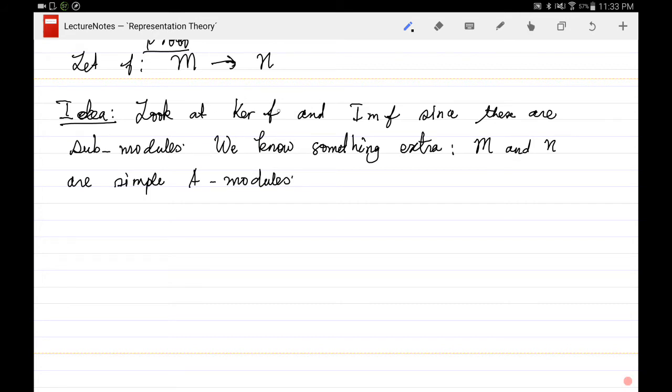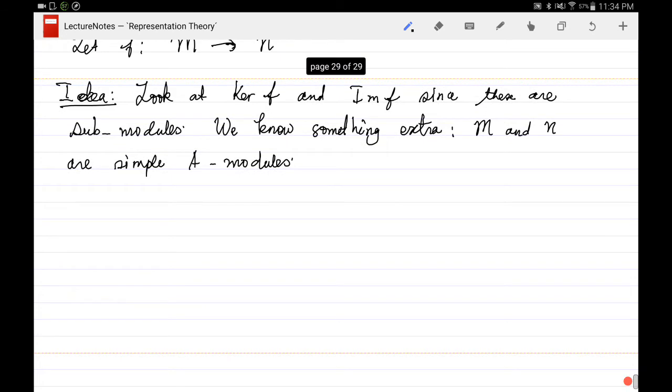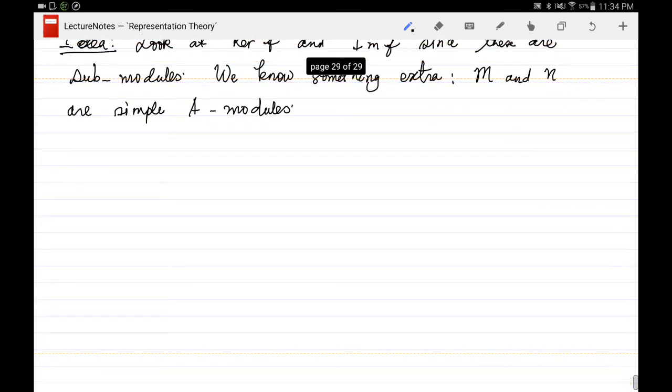Because if the kernel of F is a submodule, it's going to have to be in M. If the image of F is a submodule, it's going to have to be in N. But we're running into a problem, since we're stating that these are simple modules. And that is in fact how we're going to go about proving our lemma. So we look at the image of the homomorphism. We already know that this must be contained in N.